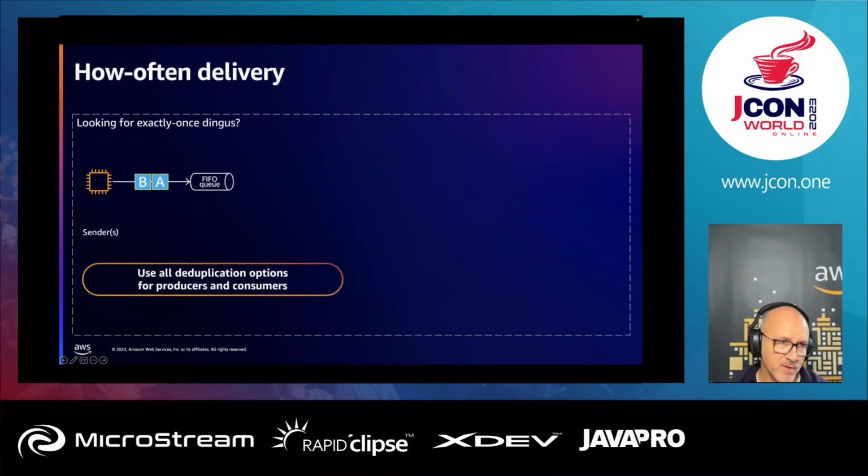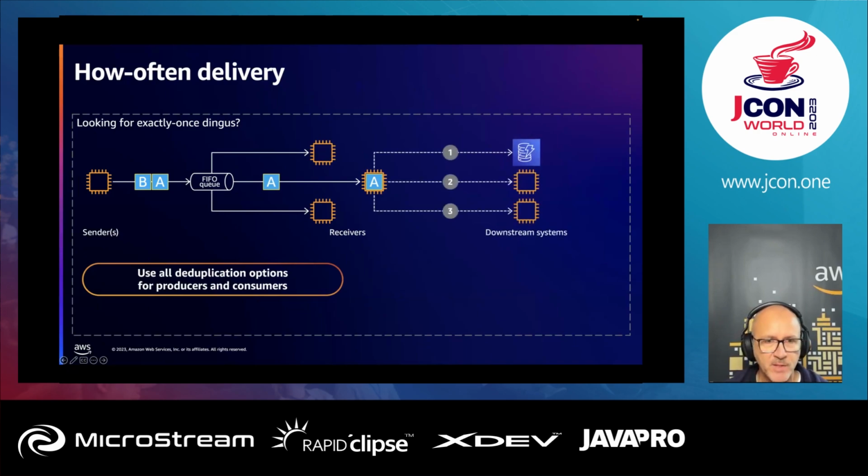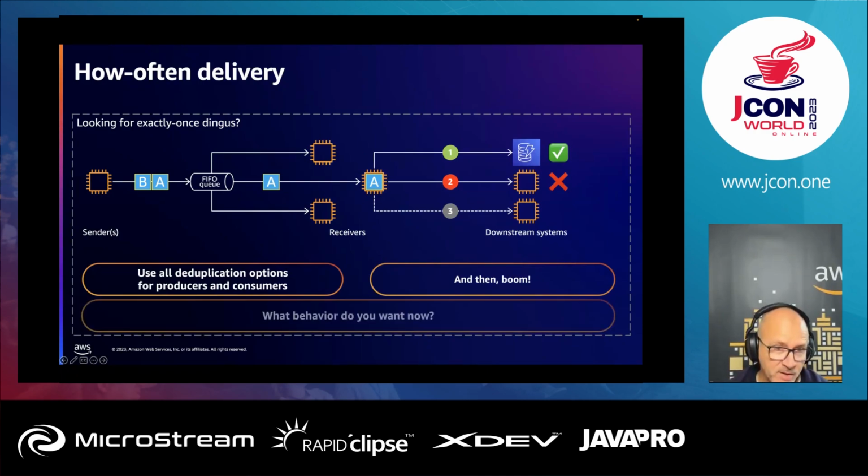Let's go through one example for this. So are you looking for an exactly once delivery here? Even if we use all deduplication options for producers and consumers, in this case, we have 2 messages and a FIFO queue. So what can still happen? Let's see. So we have 3 concurrent consumers. One of them gets the first message. And now during processing of the message, 3 steps are run through. First thing is write something to a database. Okay, works. Second one is doing something else with the downstream system. And unfortunately, we run into an exception.